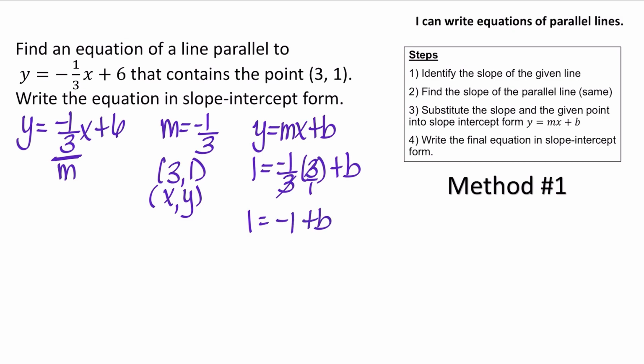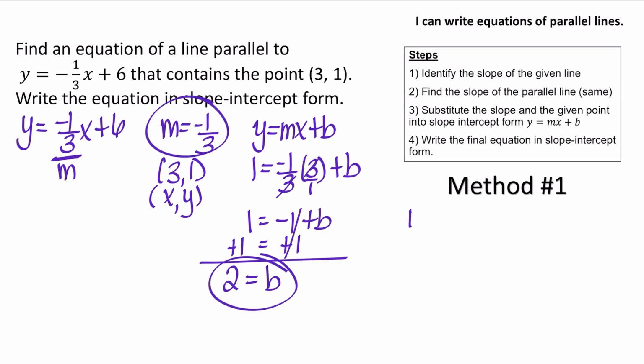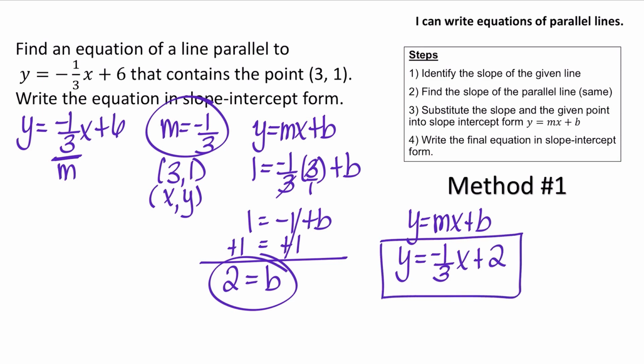So now to solve for b, I'm going to add 1 to both sides. So when I do that, on the left side, I have 1 plus 1, which is 2. And that equals negative 1 and plus 1 cancel, so I have 2 equals b. So I have b and I have m. So when I write in y equals mx plus b form, I'm going to have y equals negative 1/3 x plus 2. And that is the equation of my line.